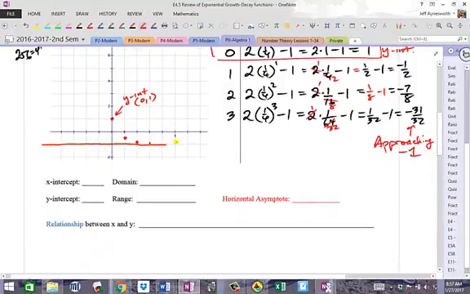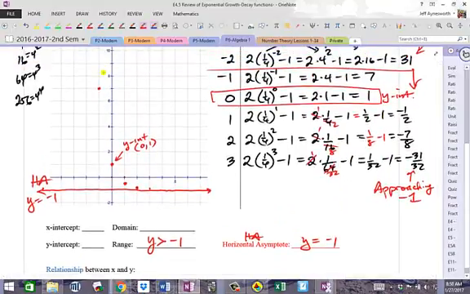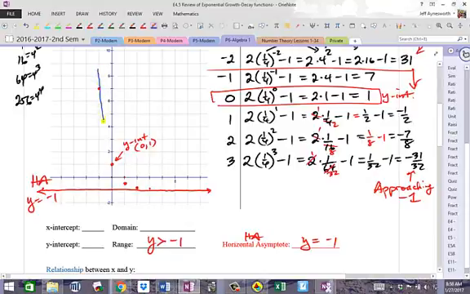The function approaches this horizontal asymptote, HA for horizontal asymptote, as you guys already know, at y equals negative 1. See, these y values approach negative 1, and that's why the horizontal asymptote is negative 1. All the y values are above it, so the range is y greater than negative 1. So let's go ahead and draw the function here in blue. It's very steep. And it's a decay function, so it goes down. It's decreasing. It's decaying. And then it flattens out along this horizontal line called an asymptote.